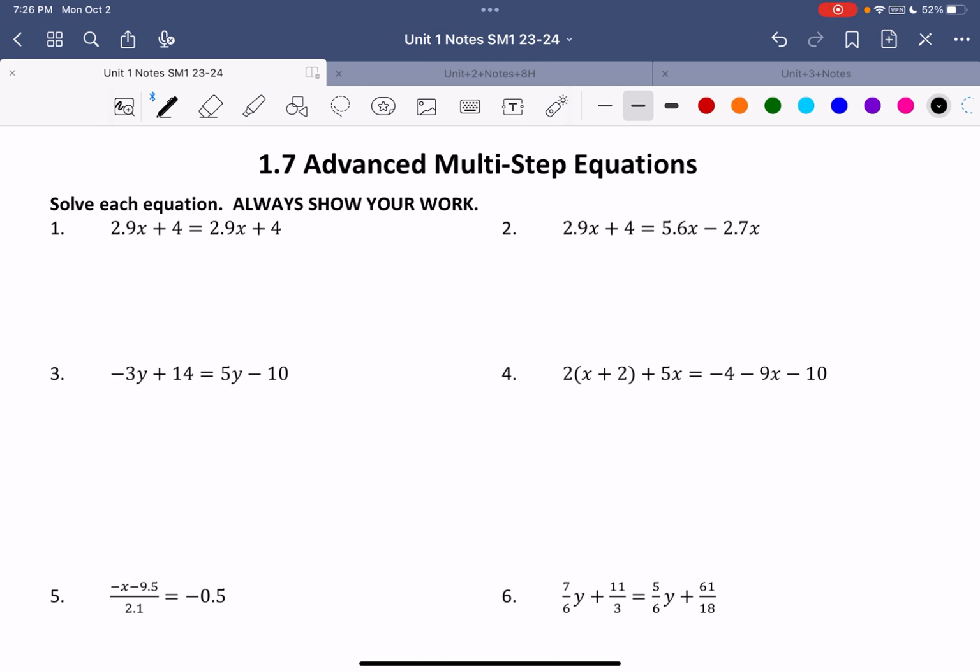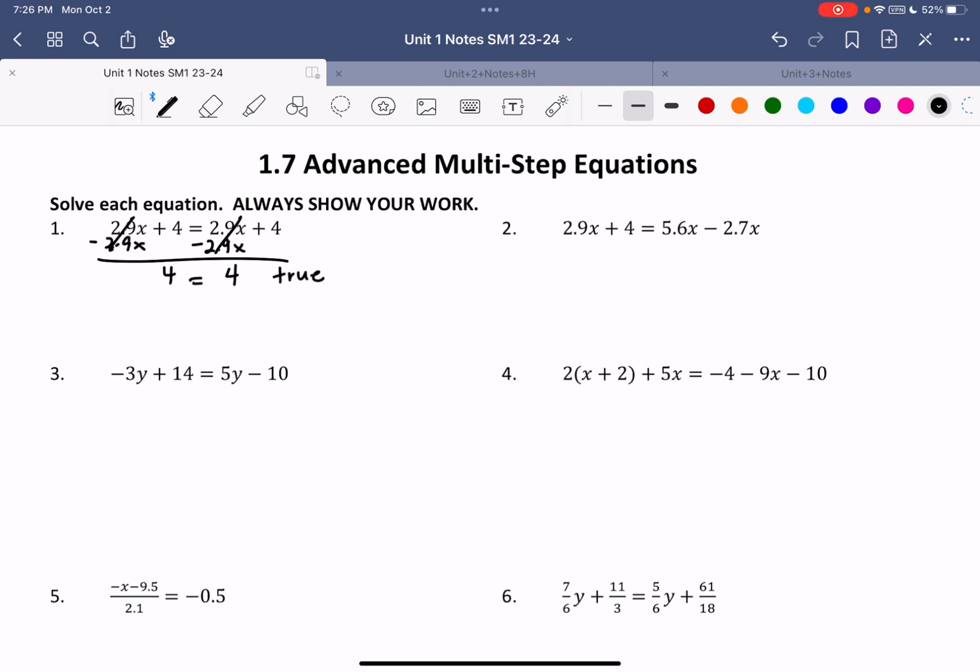So we're always going to move our variables to the left, our numbers to the right. So we're going to subtract 2.9x from both sides. That one cancels out, we're left with 4. That one also cancels out, and we're left with 4. So we have 4 is equal to 4, and we have no more variables, which means, is this a true statement? Yes.